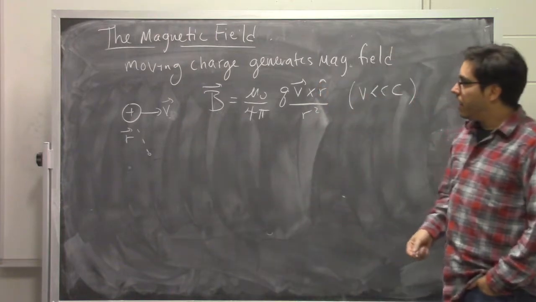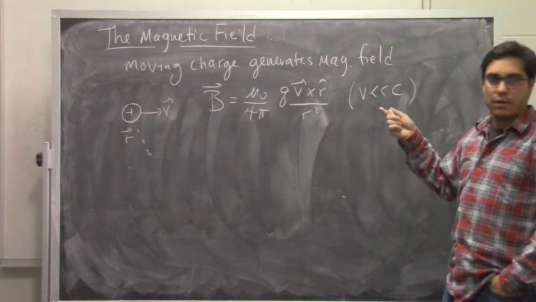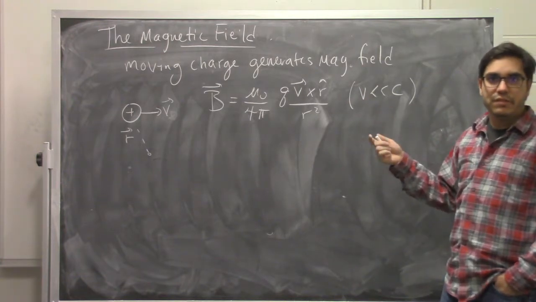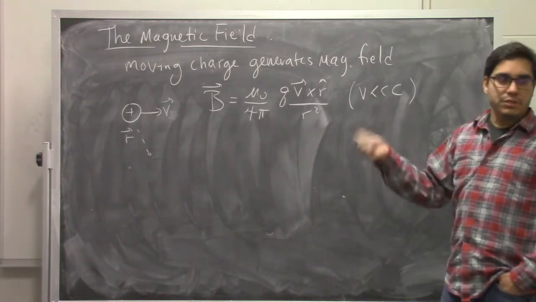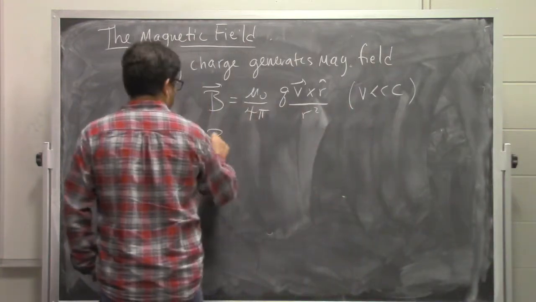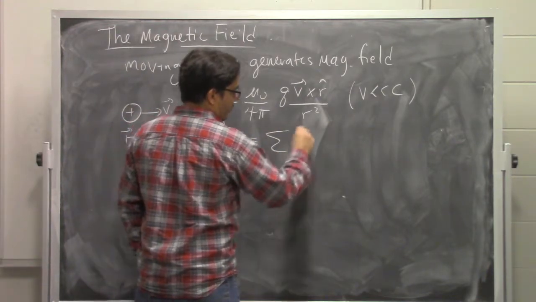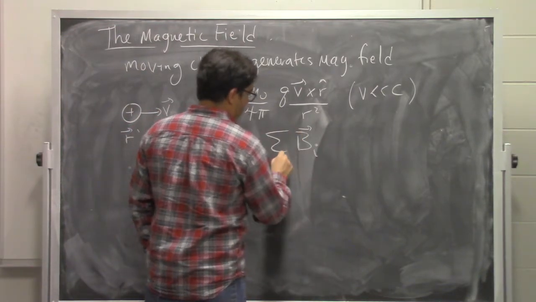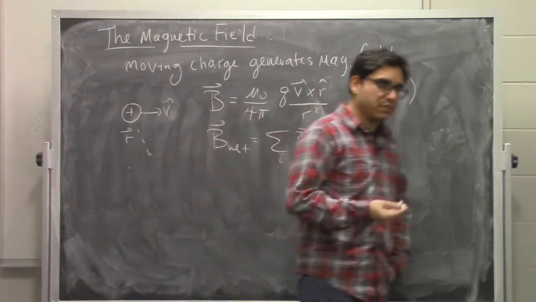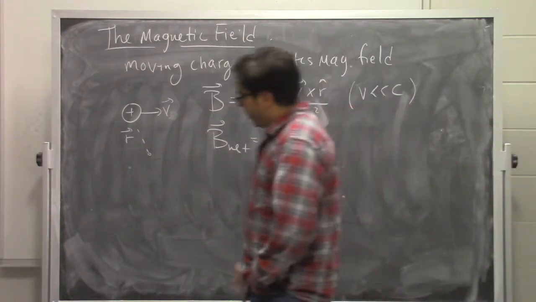All right. Now, the nice thing about the magnetic field is that it also, like the electric field, obeys superposition. So if we have a bunch of charges, a whole collection of them, we can find the net magnetic field by simply adding up all of their contributions. So each individual charge might make a magnetic field, and we just add those up like we did with the electric field.